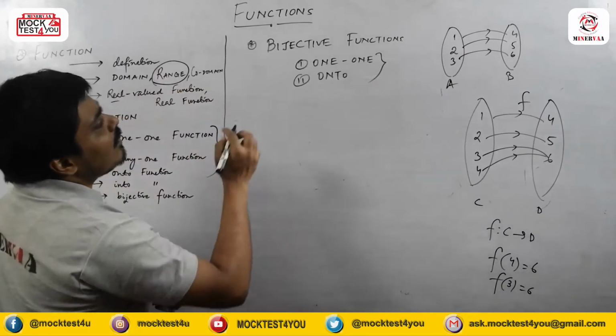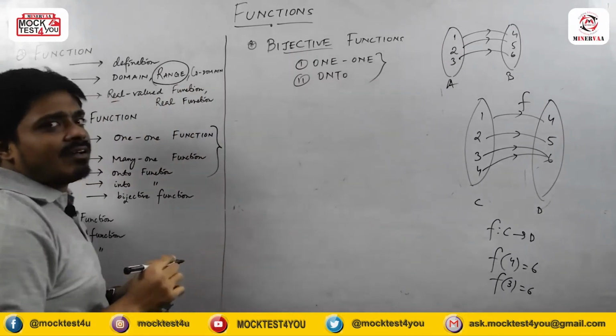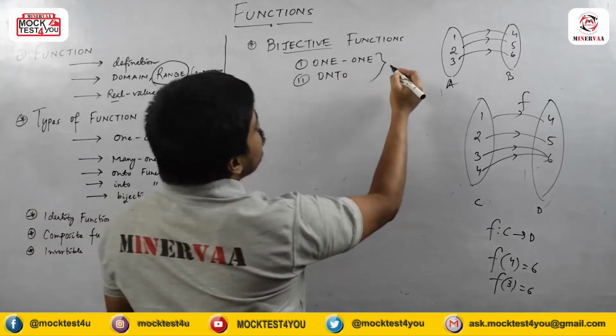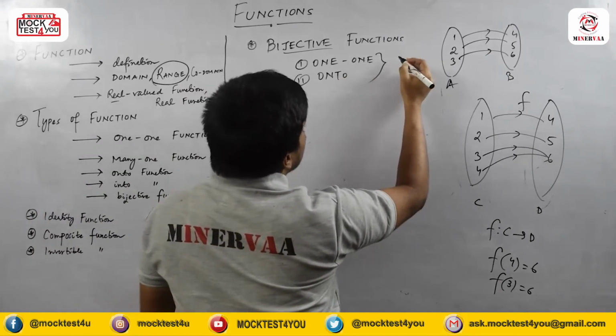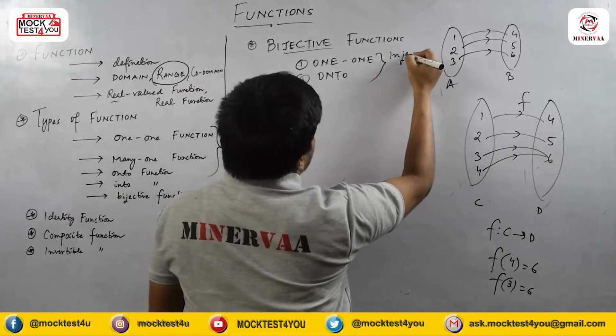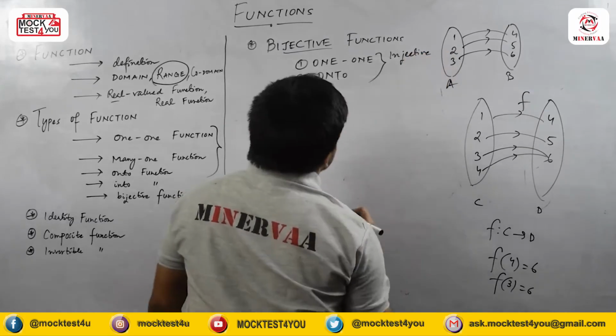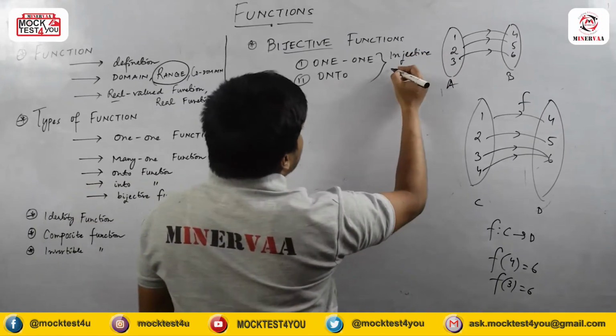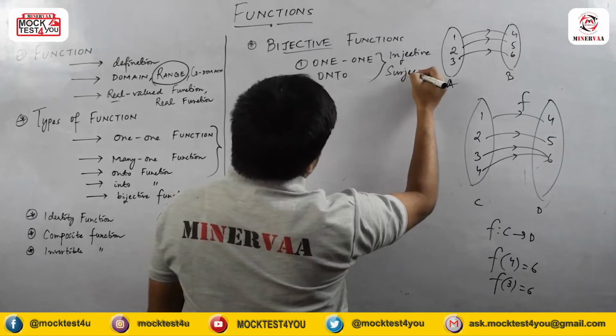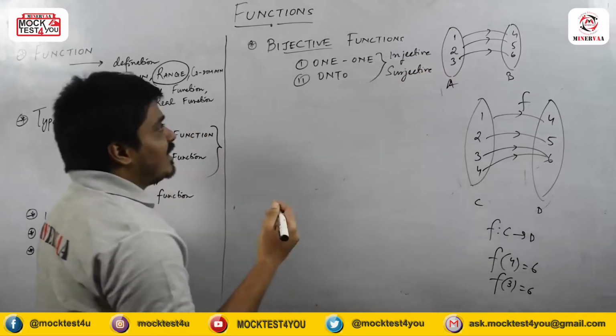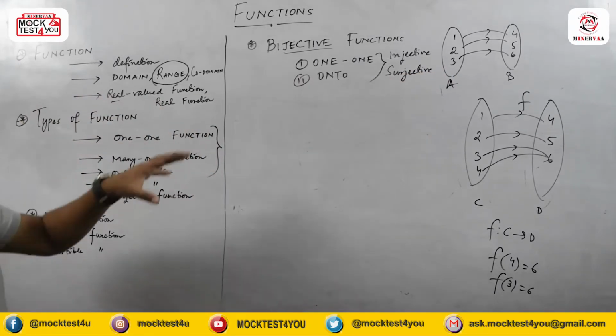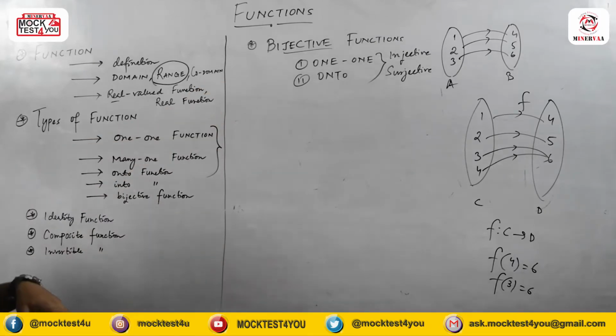And one thing, from where did these 'jective' terms come? Listen carefully. This one-one function is also known as injective function. And onto function is also known as surjective function. So that's how 'jective' came in here. Combining those two, we get bijective function. So this type of function is clear.